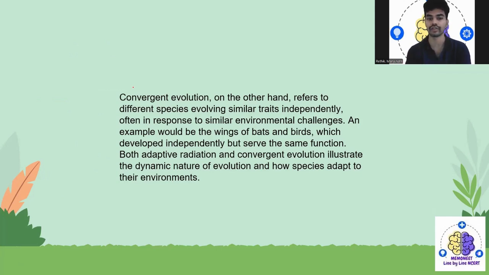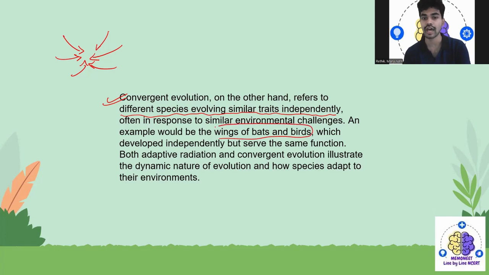Based on that, we have convergent evolution and divergent evolution. On one hand, convergent evolution refers to different species evolving similar traits independently. That means different species are showing similar characters, often in response to similar environmental challenges. An example would be the wing of a bat and of a bird. The bat is a mammal and the bird is an ave, still the wing is used for flight. That is one example, which developed independently but serves the same function.